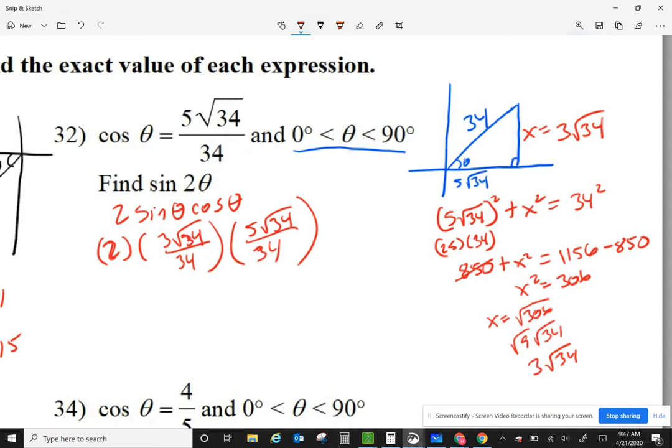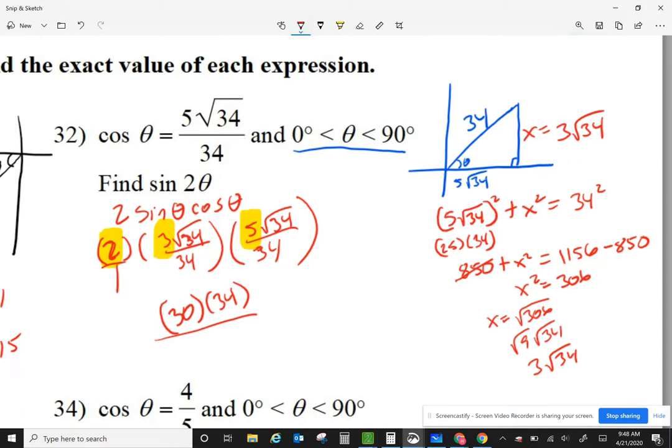Now, I'm going to multiply all these out. And see, I'll put the 2 over 1. For the top of my fraction, I'm looking at 2 times 3 times 5. Looking at those numbers, 2 times 3 times 5, that is 30. My radical 34 times radical 34 gives me 34. All right, so on the top of my fraction, I have 30 times 34.